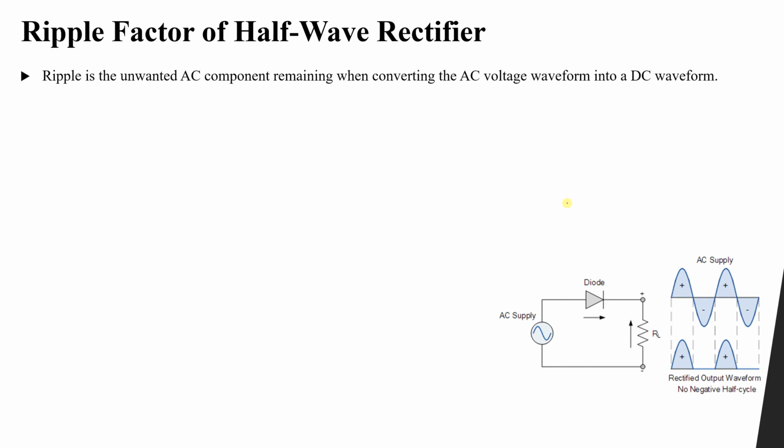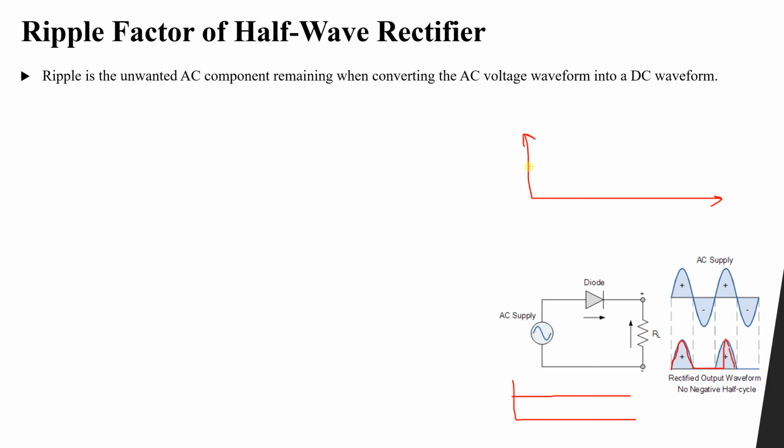What does ripple mean? Ripple is simply the unwanted AC component remaining when converting AC voltage into a DC waveform. As you can see here, we have this original waveform, which is AC, and this waveform, which is considered as DC, however, not completely DC. If you remember DC, I would like it to be a constant value. However, this variation going up and down, all of this variation is what we call a ripple.